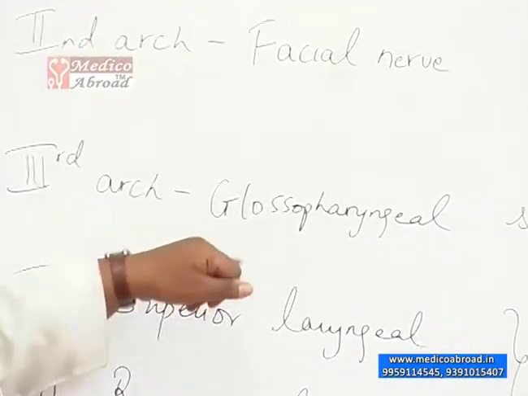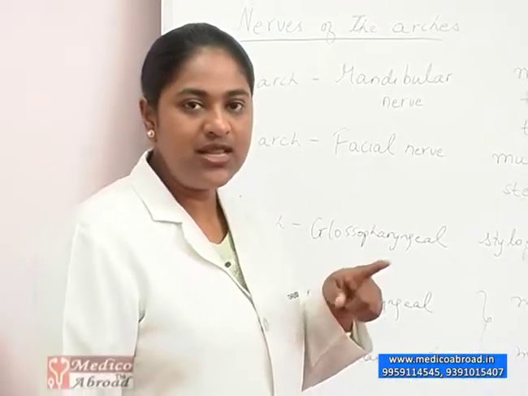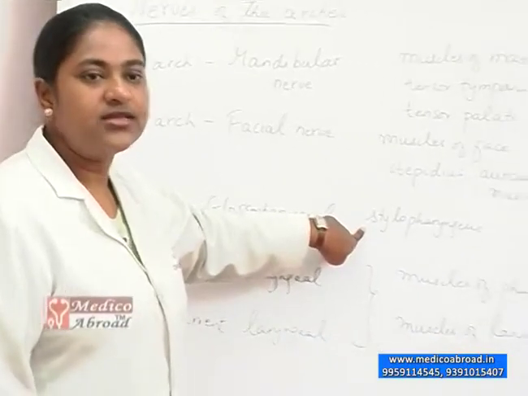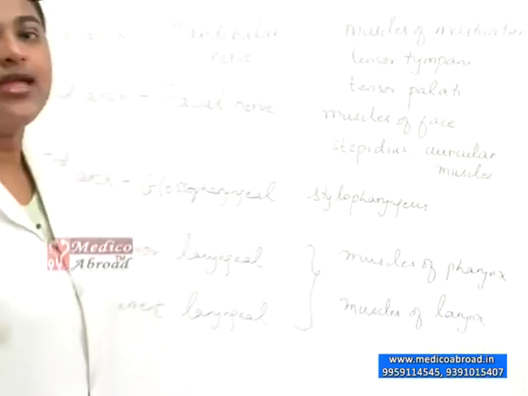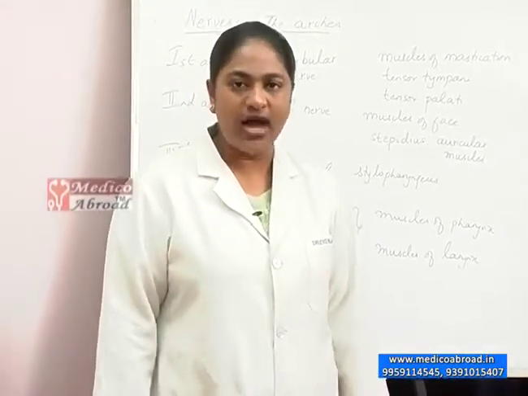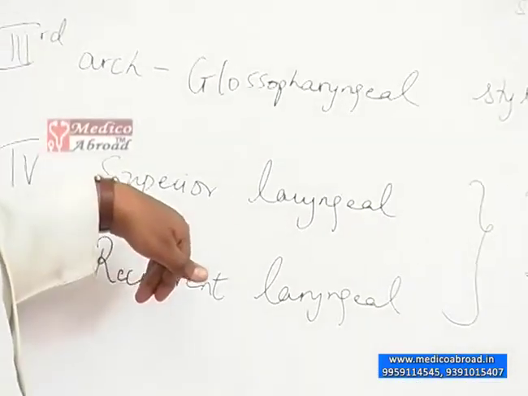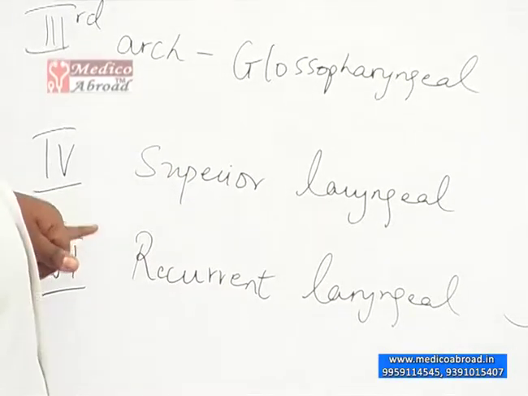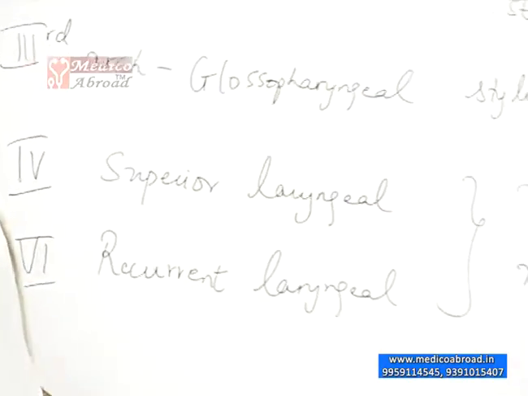Then you come to the third arch. The nerve is the glossopharyngeal nerve. It supplies only one muscle, so it's worthwhile to remember it: stylopharyngeus. Stylopharyngeus is supplied by the glossopharyngeal nerve, which is the nerve of the third arch. Then you have the fourth arch nerve, called the superior laryngeal nerve. As we already studied, the fifth arch disappears soon after its formation. The sixth arch nerve is the recurrent laryngeal nerve.